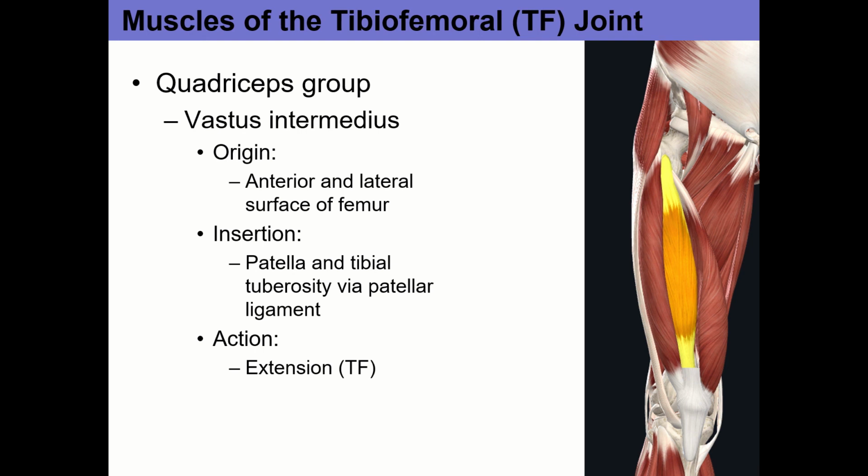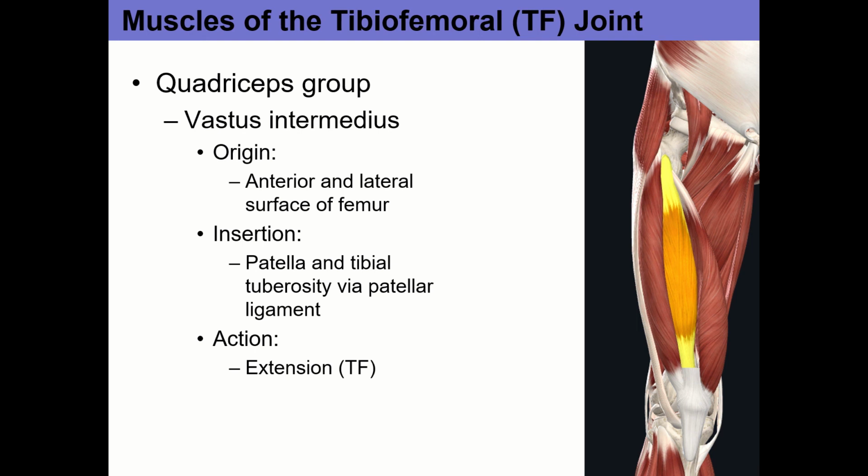So your quad group then: rectus femoris, vastus medialis, vastus lateralis, and vastus intermedius. So just remember that rectus femoris is the only one of the four that doesn't have vastus in the name, and it's also the only one of the four that crosses both the hip and the knee.